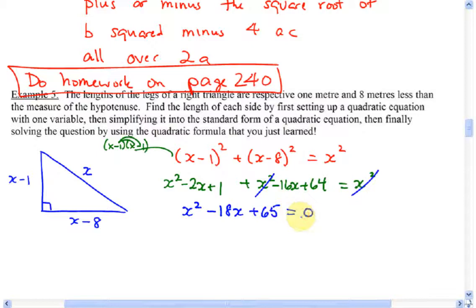Okay? Now, once again, you can solve this using your graphing calculator. You can solve this using factoring. You can probably solve this using completing the square. But I'd like you to practice using the quadratic formula. So let's now solve using the quadratic formula, okay?